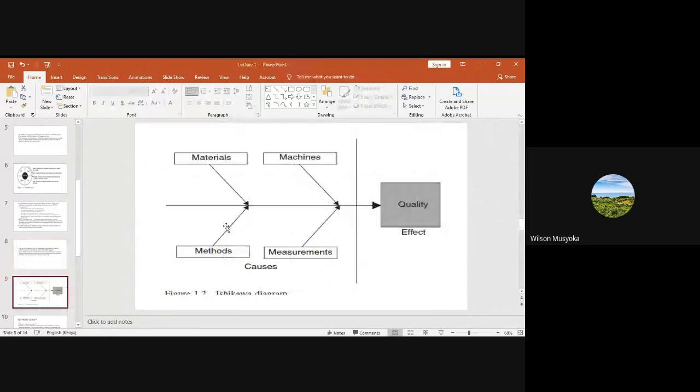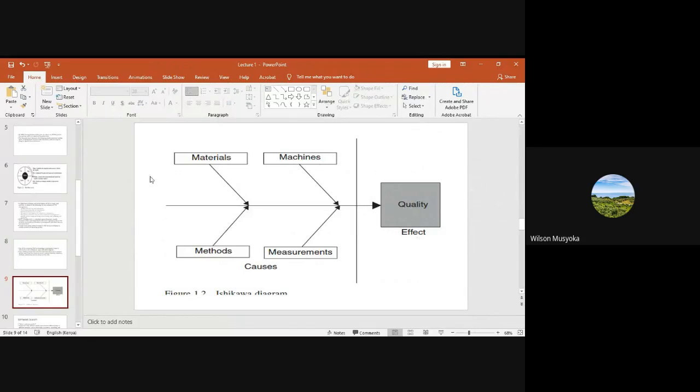Now, this is how they are normally used. When you provide materials and the machines, these are going to be worked on using methods, and those methods need to be measured, and these 4 M's are the ones which make up the causes. Then quality will be affected by these 4 M's. That is why we have the cause and effect diagram. So effect is the quality.